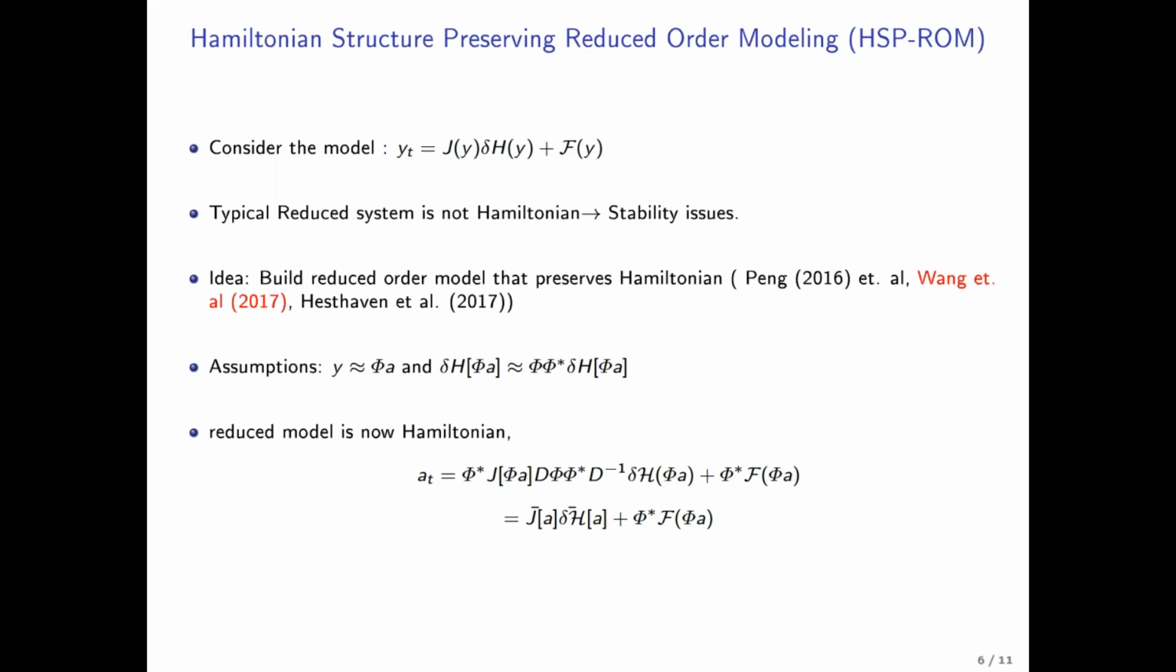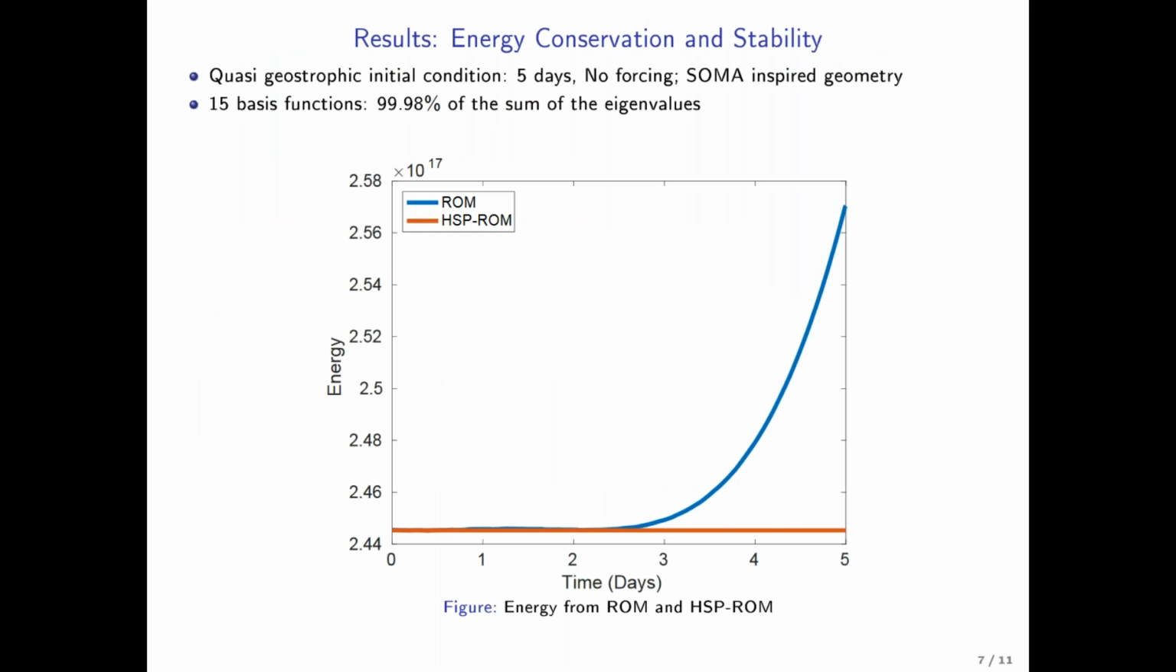And so since we made these special assumptions in order to preserve the Hamiltonian structure of the model, I can realize that I have a reduced J operator and a reduced delta H operator that have very similar properties as the original model, and this reduced order model can actually conserve energy in the absence of any forcing. Next. And so to show you that, I tested the energy conserving properties.